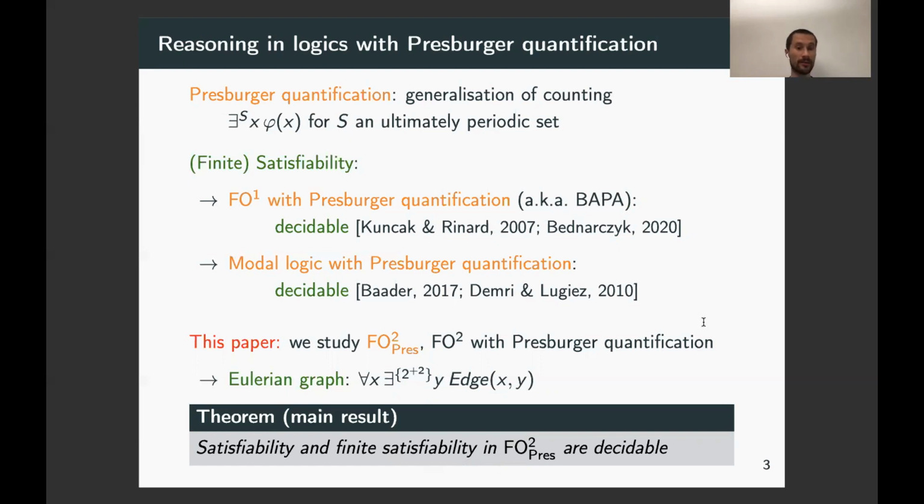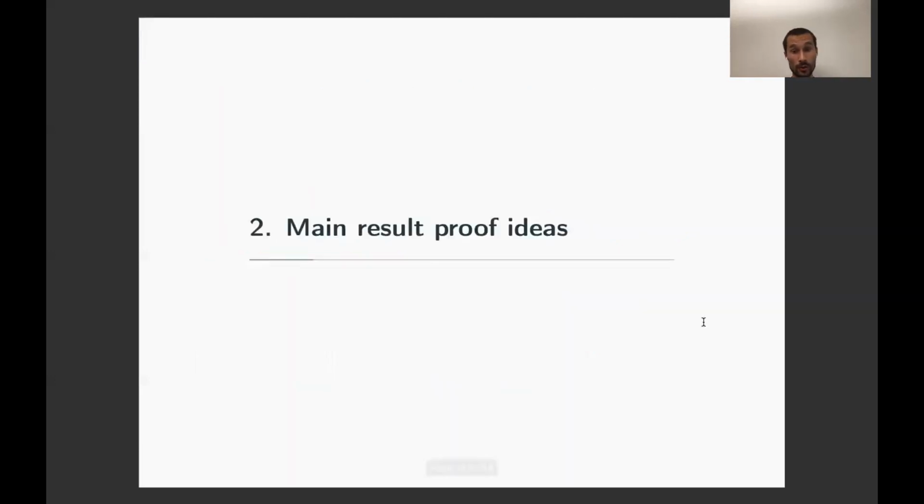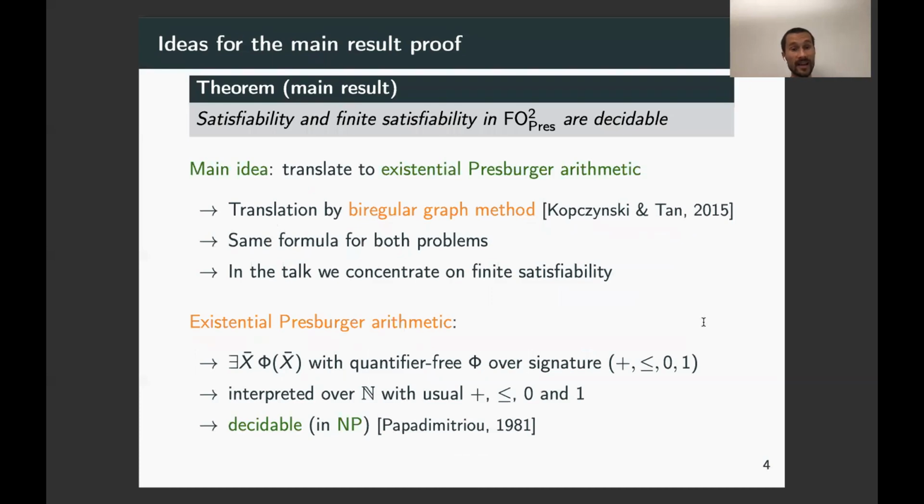And next, in the rest of this talk, I will present some ideas how we can prove this result and also what kind of consequences we have for other logic problems. So the main ideas for the main result: the idea is actually to translate to existential Presburger arithmetic. The translation is based on the biregular graph method, which was introduced by Tony Tan, one of the authors of this paper, and Eryk Kopczyński a few years ago.